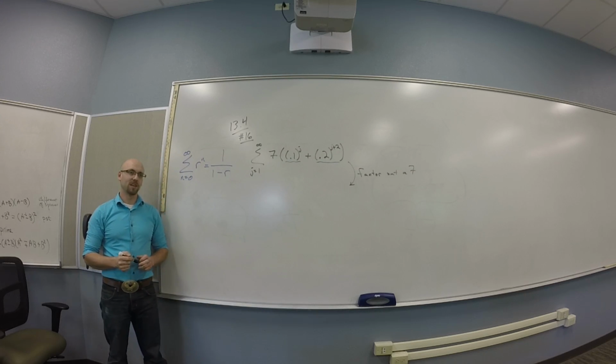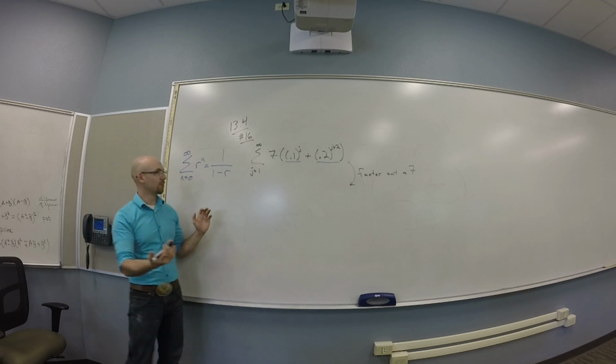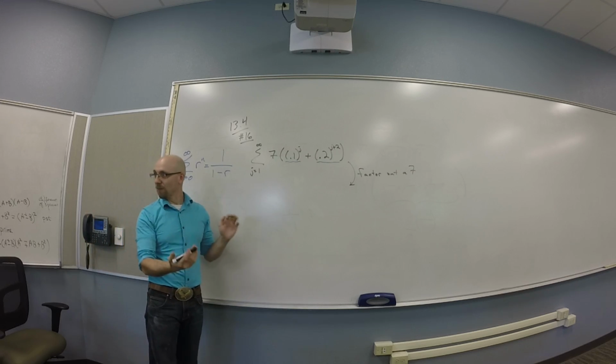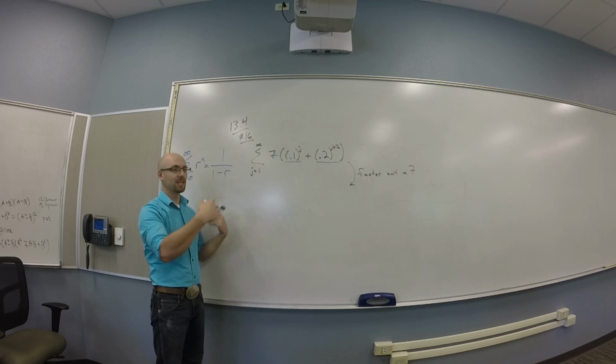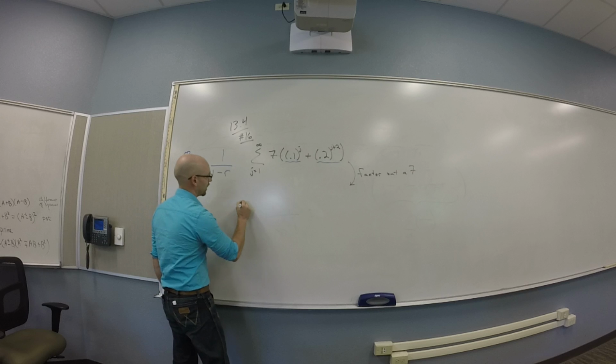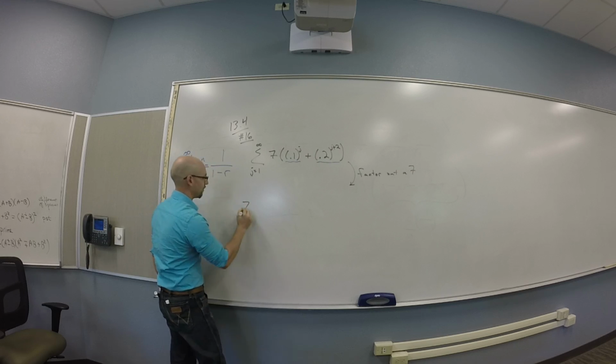Why can I factor out a 7? Because it's multiplied by everything in there, which means that if I wrote this sum down, there'd be a 7 in each term. So I'm going to take a 7 out.